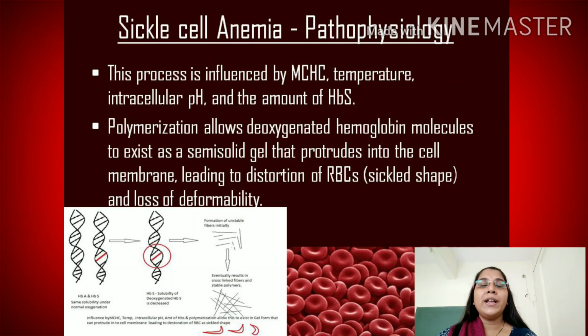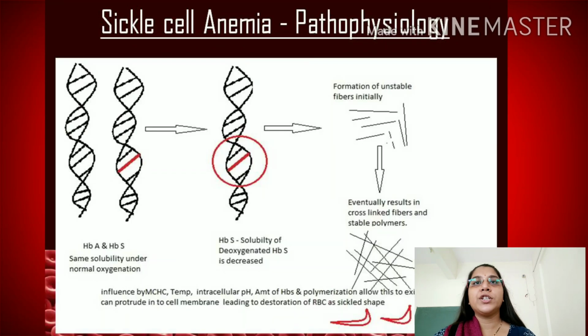Now when there is distortion of the RBC, meaning the RBCs are converted into the sickled shape, they lose their deformability. Now what happens then? Firstly, before that, see the whole procedure, whatever I have explained here, how this polymerization happens and how this exists as a semi-solid gel.